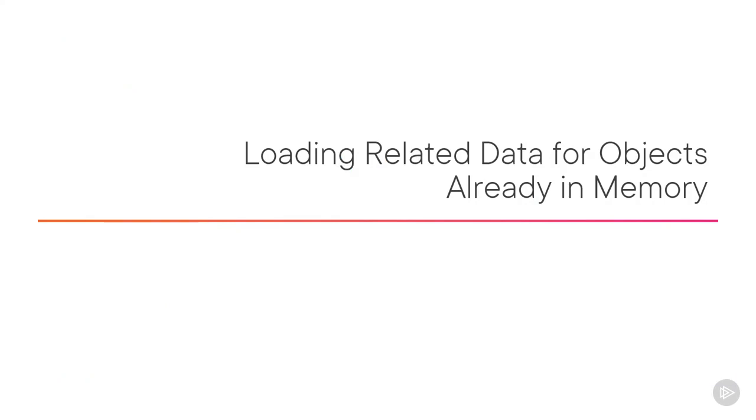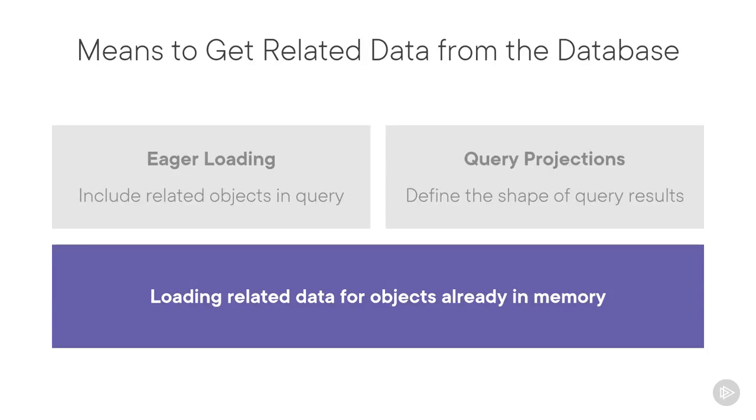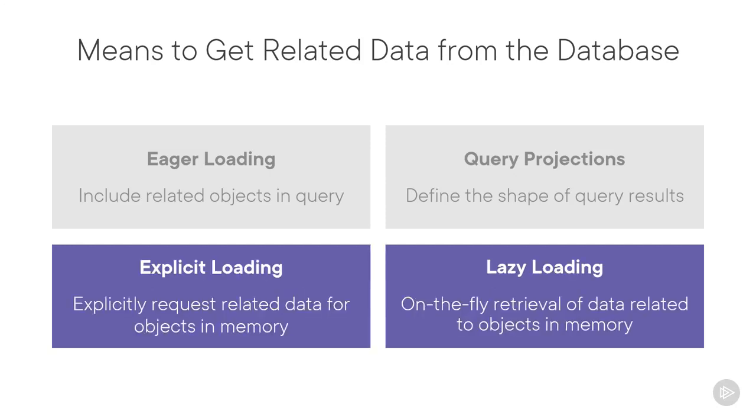Eager loading is great for querying graphs, but sometimes you already have an object in memory and want to get its related data. You can always use the same dbContext instance to execute another query and let the change tracker take care of wiring up the related data. But there are two other ways to perform this task, which we refer to as loading. And EF Core's ways to do this are called explicit loading and lazy loading.